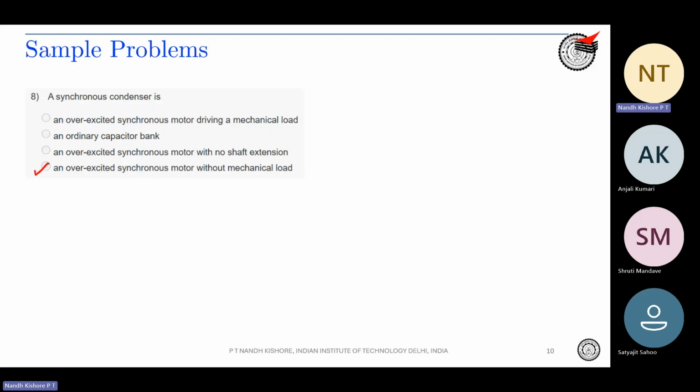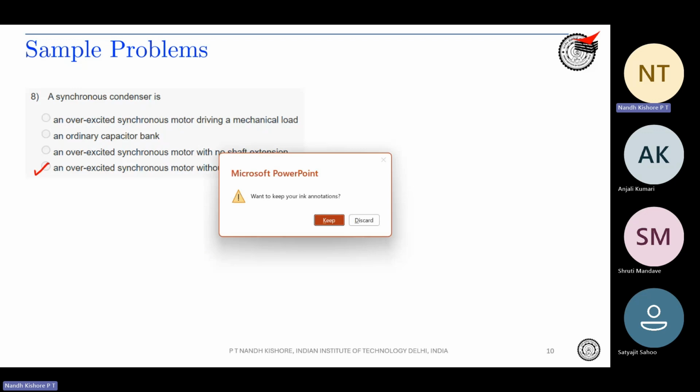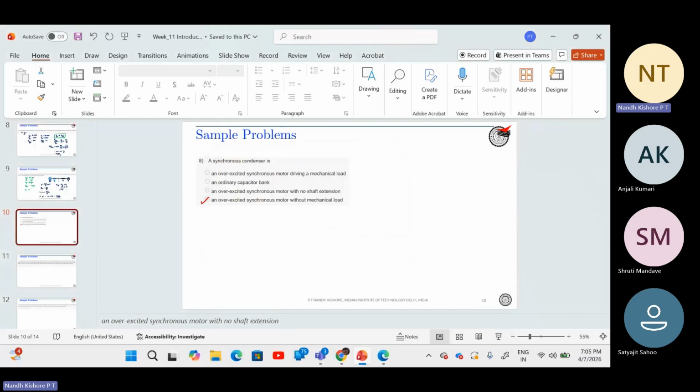Okay, overexcited synchronous motor without mechanical load. However, in the answer key they had supplied overexcited synchronous motor with no shaft extension. As far as my knowledge base goes, it is synchronous motor without mechanical load only. Yes, sir, it is correct.